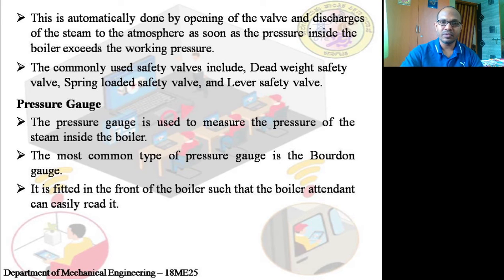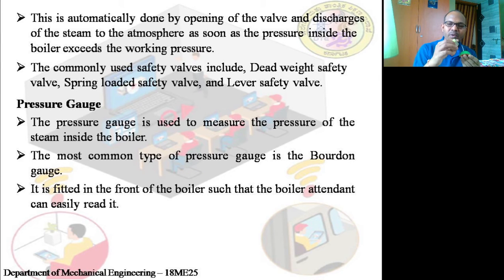So there will be two safety valves. If one is not working, then the other one will be working. It will operate. The commonly used safety valves include the dead weight safety valve, spring loaded safety valve, and lever safety valve. These are the same safety valves only. Dead weight safety valve means it is made as a very heavy one. Once the pressure comes down, it falls down because of its weight, M into G, mass into gravity.